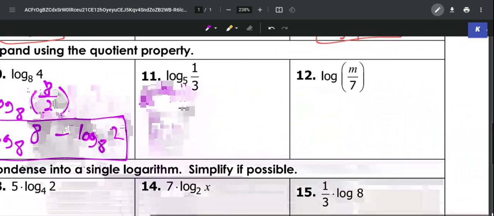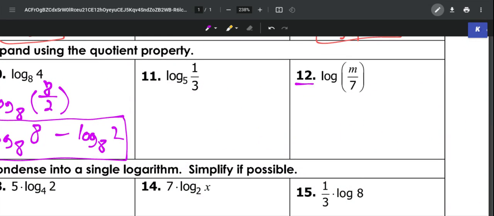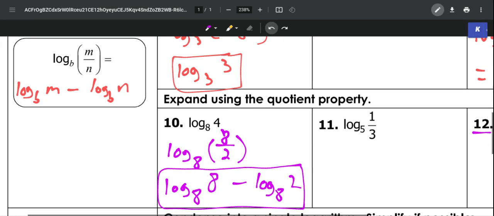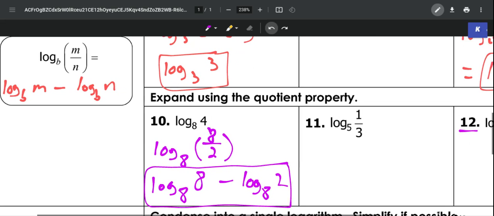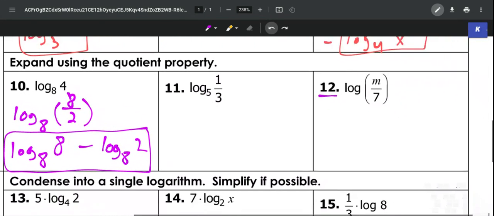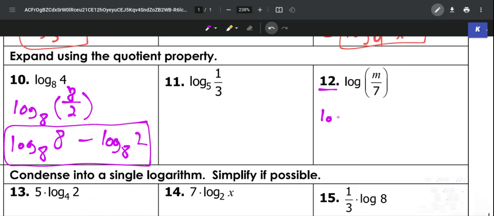Then I'll show you one with a variable in it. Number 12, we've got log base of 10, but it's just understood to be 10. So we've got log m over 7. That's set up just like our general form here. So we don't really have to do much simplifying or expanding. We can just go ahead and rewrite this with a minus sign in between. So we'll have log m minus log 7.